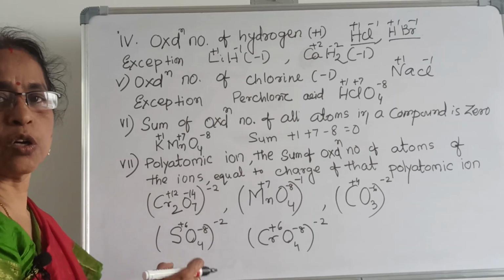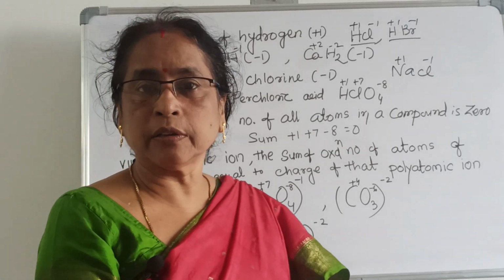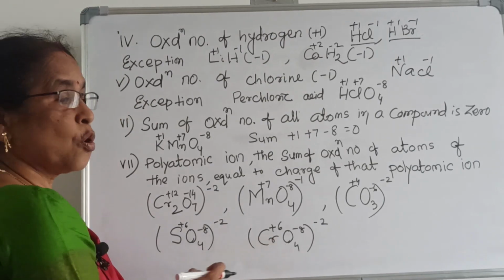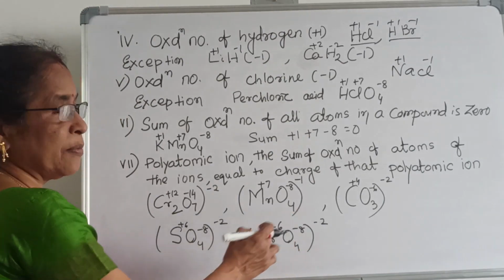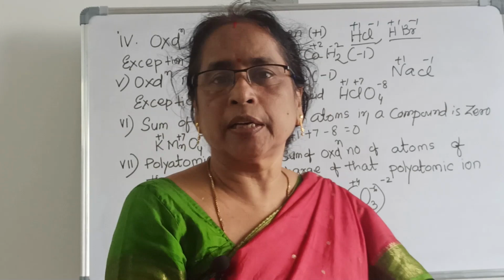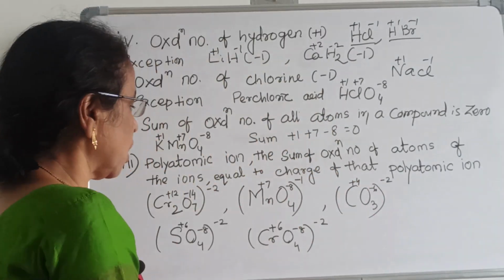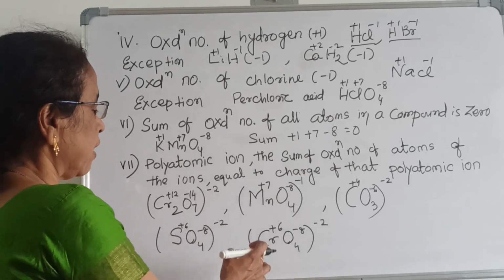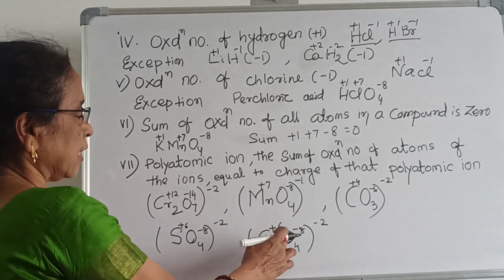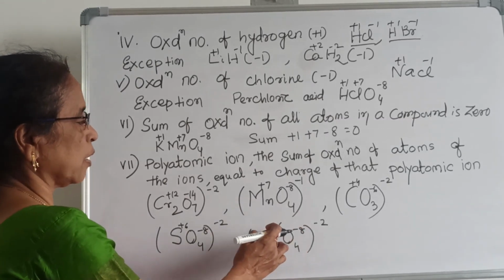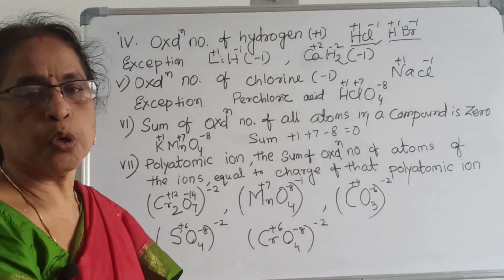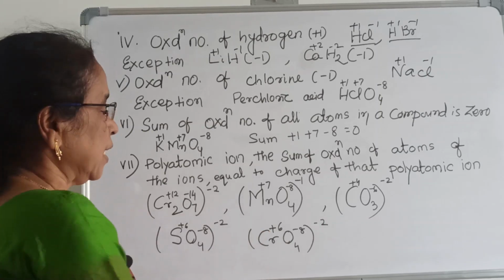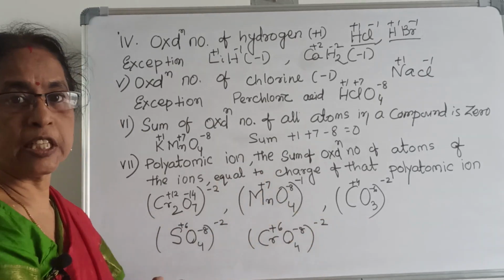So what is the oxidation number of the sulfate ion? That is minus 2. And here this is called the chromate ion, which has charge or oxidation number minus 2. Then how can you calculate? Oxygen is minus 2 into 4, that is minus 8, and chromium is plus 6, and the sum of minus 8 plus 6 becomes minus 2. So the charge or oxidation number of the chromate ion is minus 2. I hope it is clear.